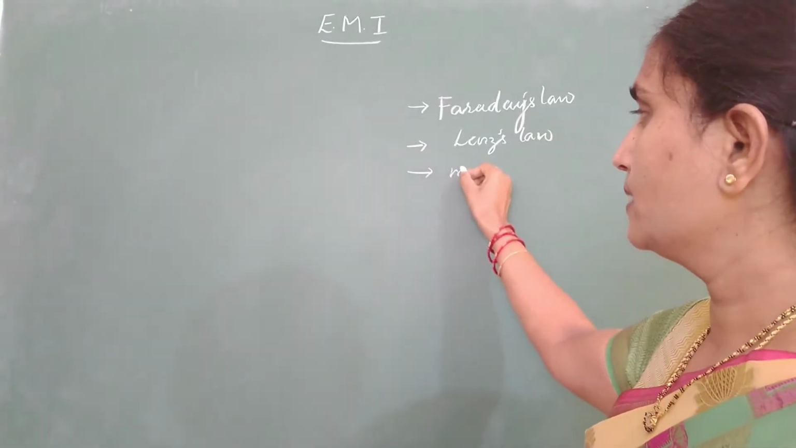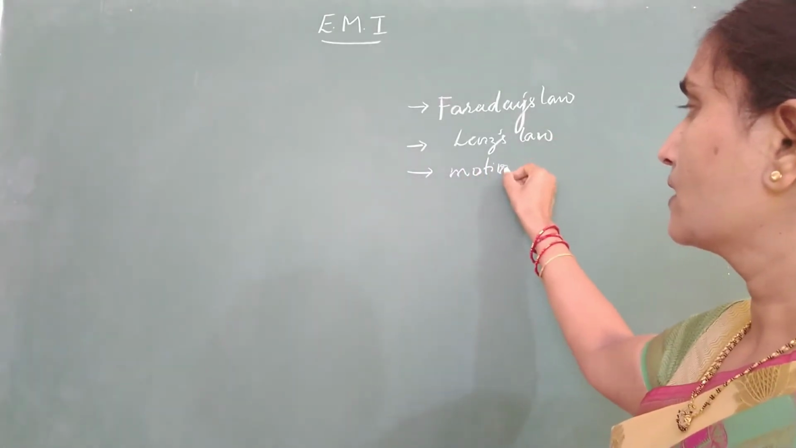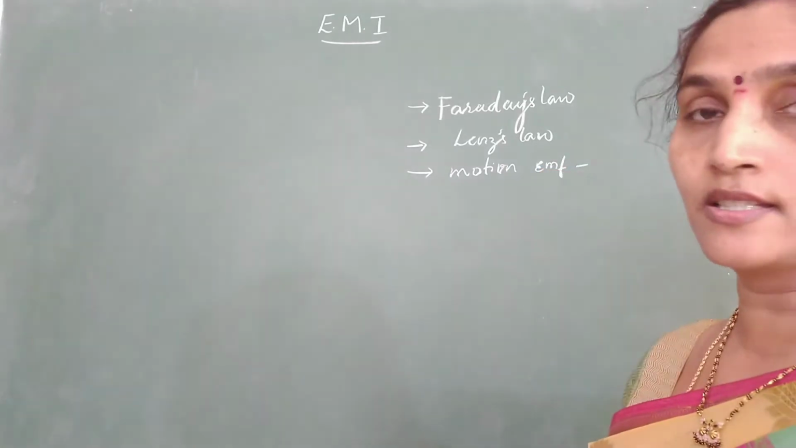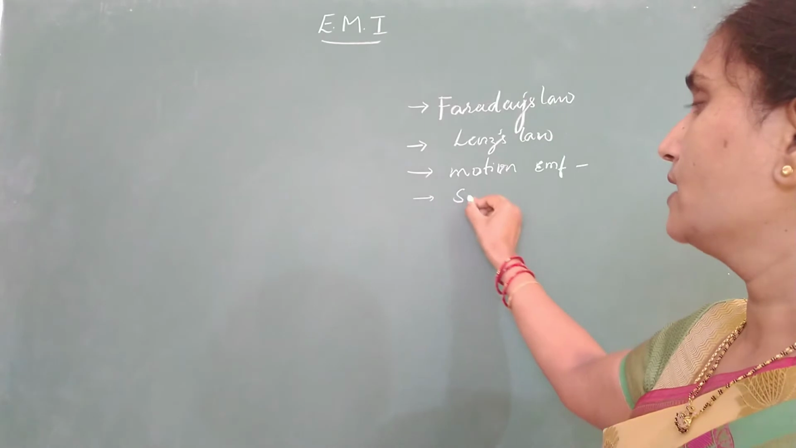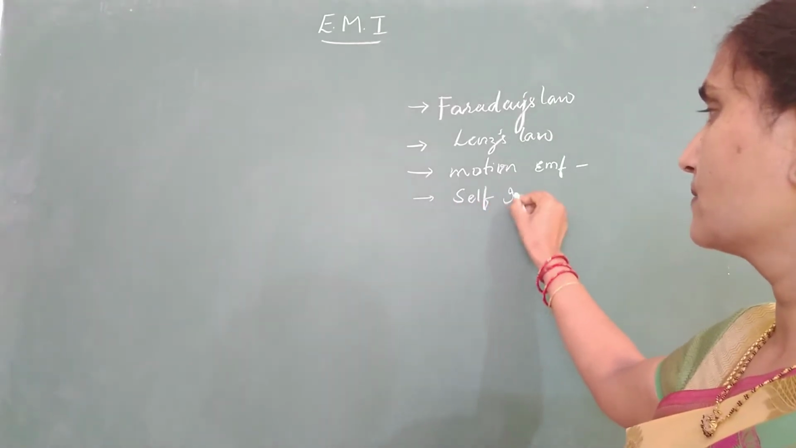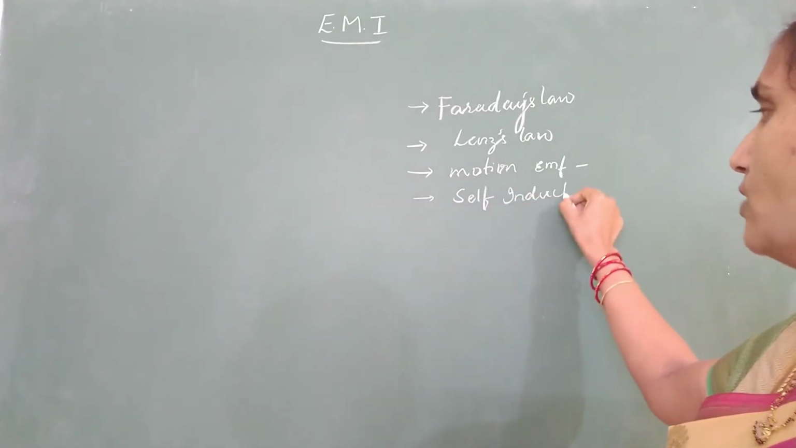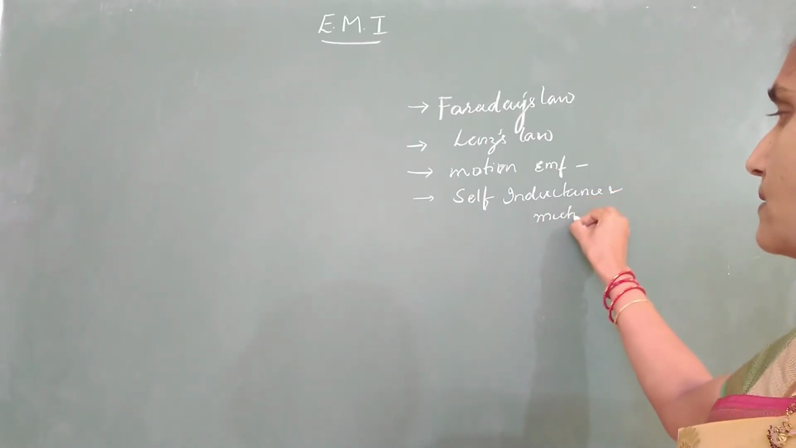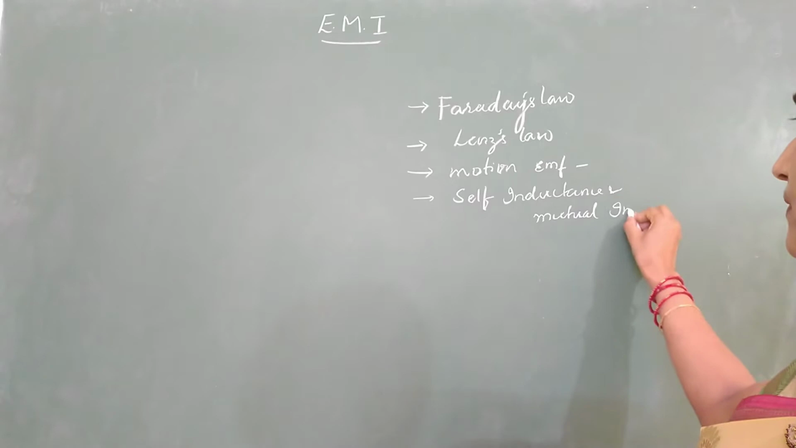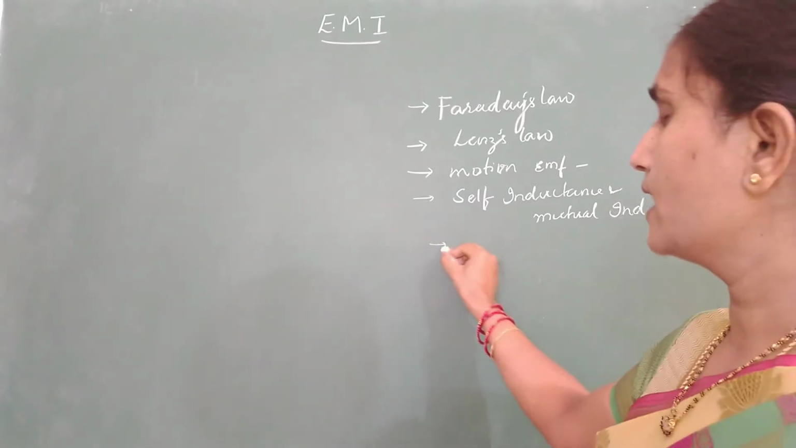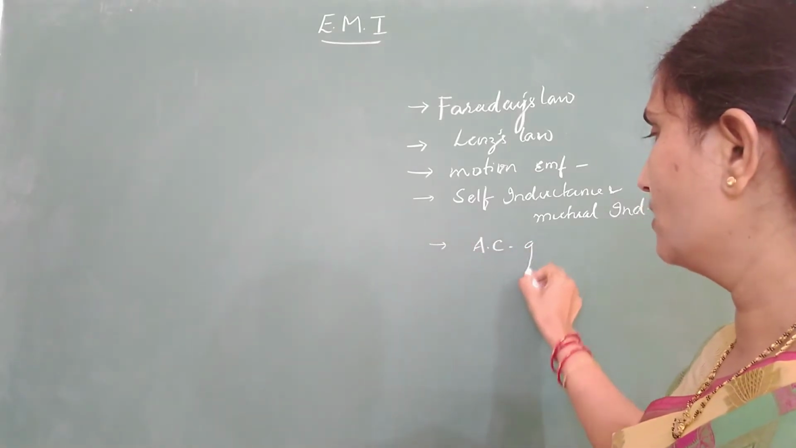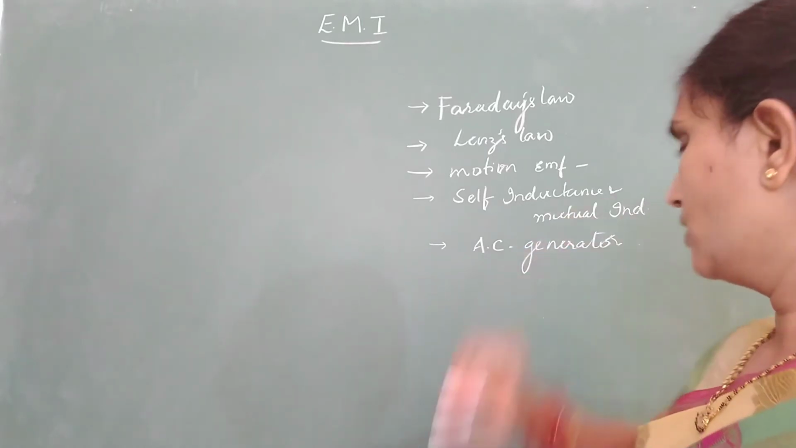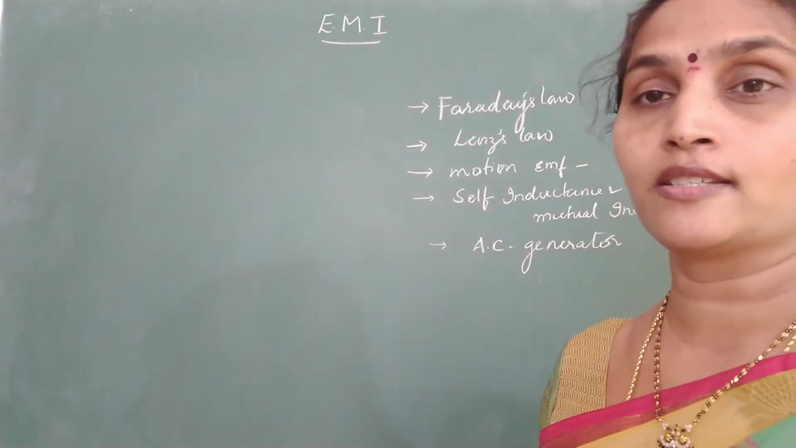Then motional EMF and its energy considerations, self and mutual inductance of a solenoid, self-inductance and mutual inductance. Then at last, AC generator. Eddy currents, its uses, advantages and disadvantages.